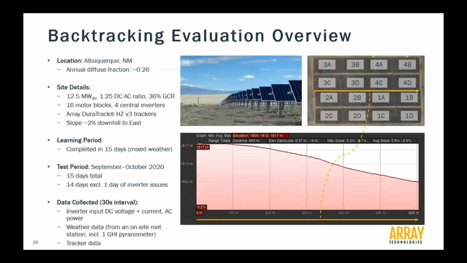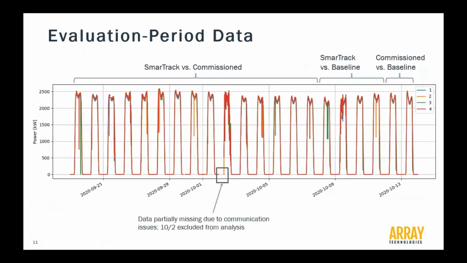This particular SmarTrack backtracking field evaluation took place in the fall of 2020. The site was located in Albuquerque and had an annual diffuse fraction of about 0.26. The test included 16 motor blocks using Array's DuraTrack HC-B3 trackers with 4 central inverters. Importantly, the site had a 2% downhill slope to the east.